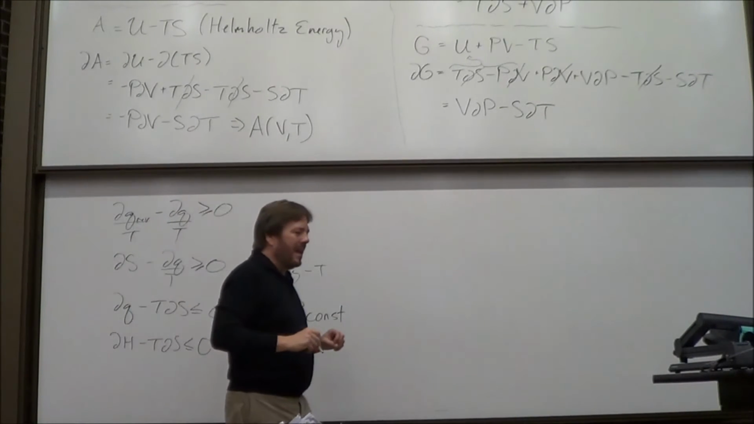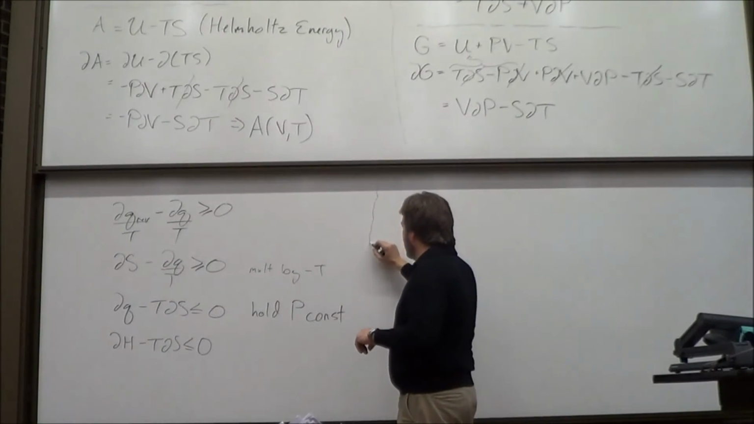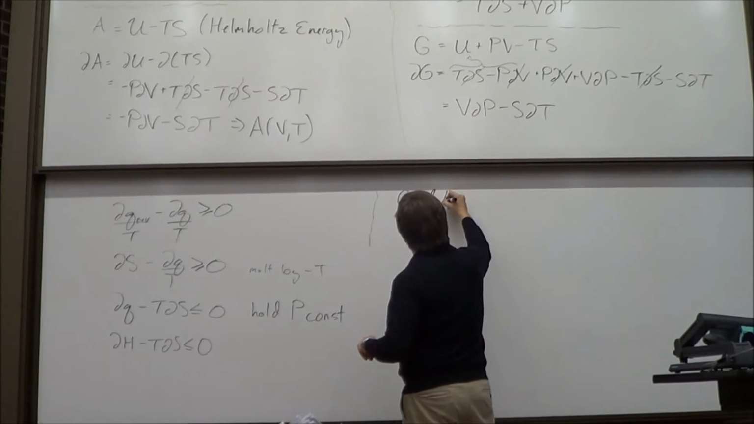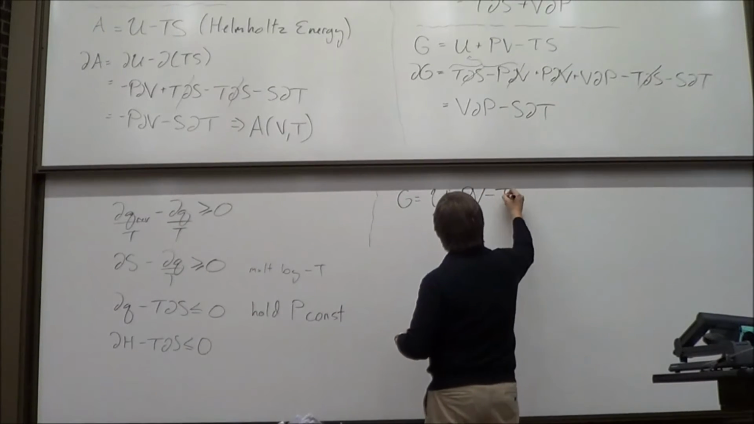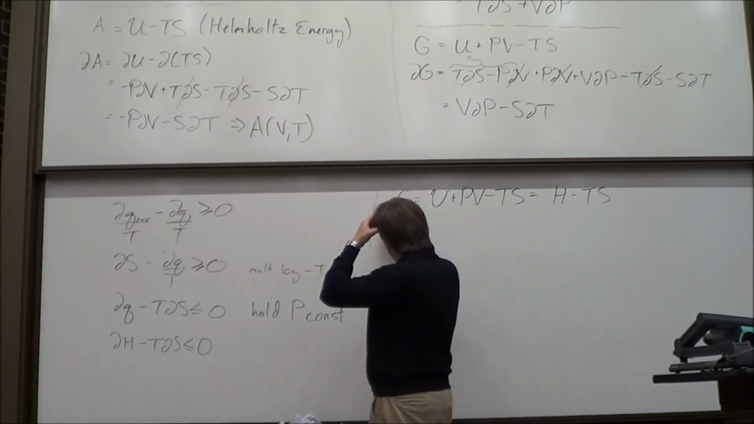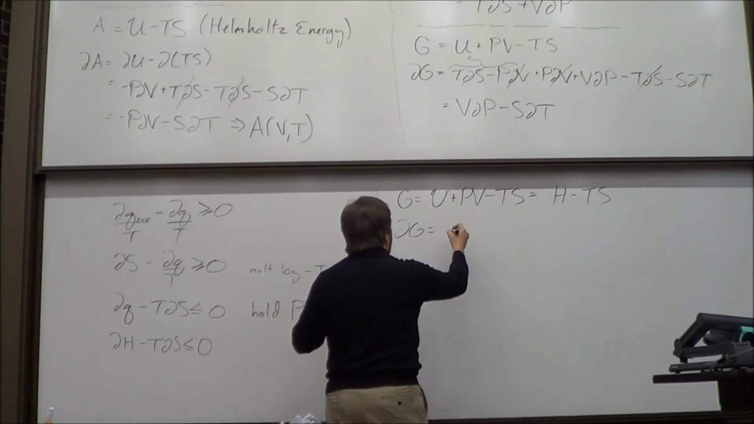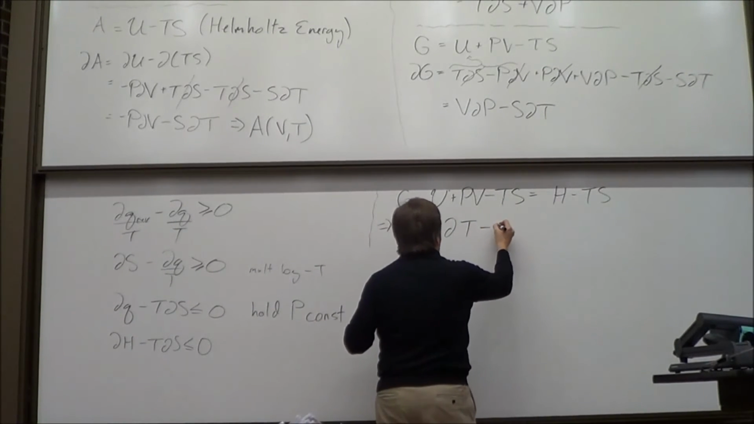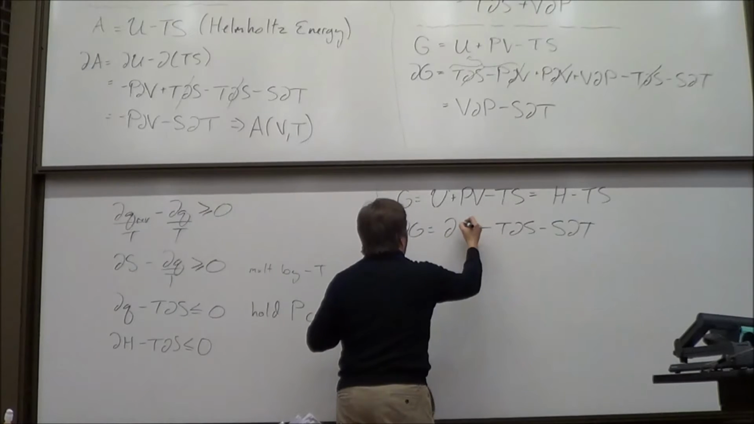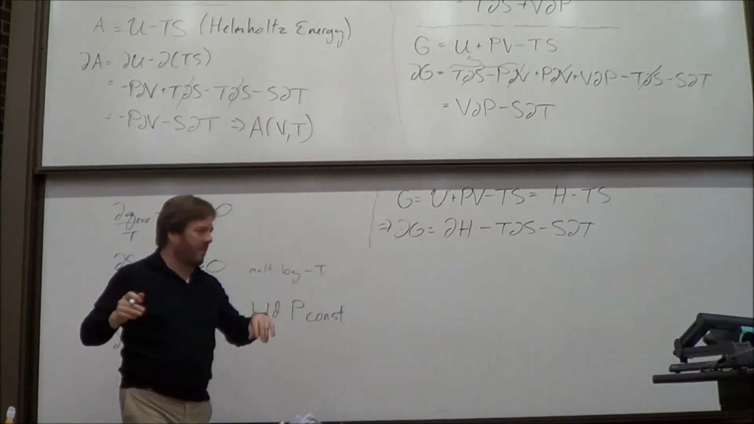Now, this is where this gets kind of tricky, and unfortunately I'm going to have to do a side derivation. What I've got to remind myself is G is U plus PV minus TS, which is H minus TS. And therefore, the change in G is the change in H minus the change of TS, that's minus TdS minus SdT. And I did it again, didn't I, right here? Sorry, a little out of it. Okay, so hopefully you're okay with that.